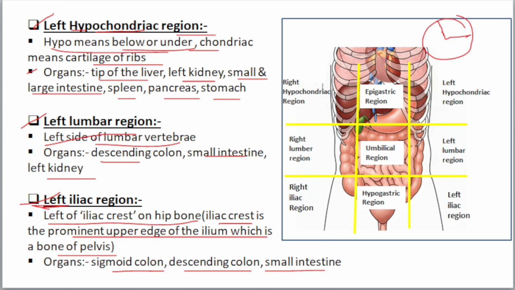So I discussed all 9 divisions of the abdominal region. Right hypochondriac region, right lumbar region, right iliac region, which are present on the right side of the body. Then epigastric region, which is present above the stomach. Then umbilical region, where the umbilicus is present. Then hypogastric region, which is present below the stomach. And then left hypochondriac region, left lumbar region and left iliac region, which are present on the left side of the body. So the position and the organs included in all of these regions are most important.